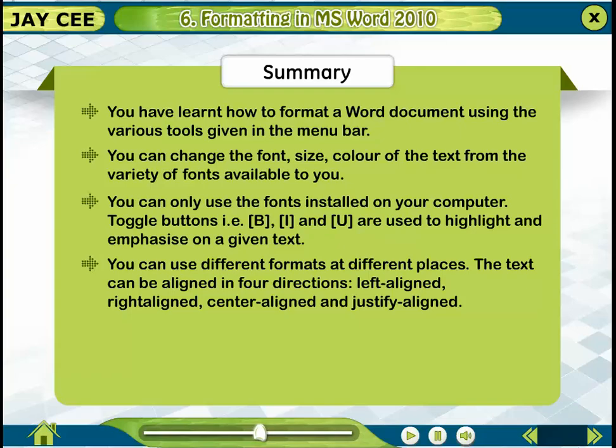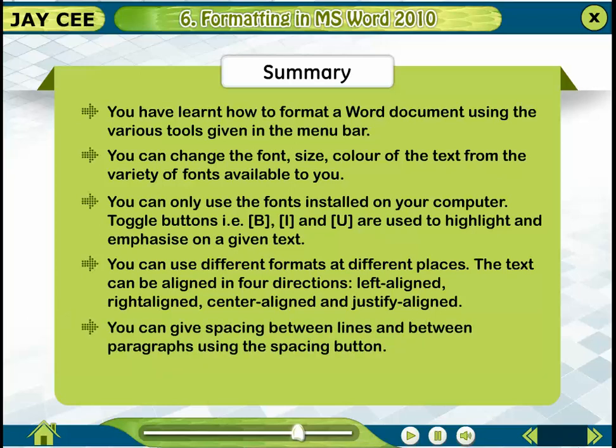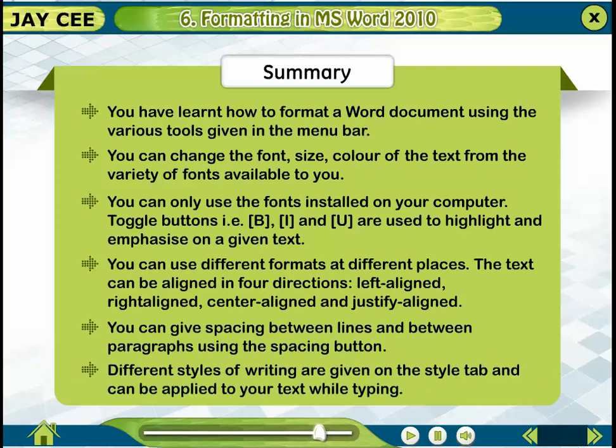The text can be aligned in 4 directions: left aligned, right aligned, center aligned, and justify aligned. You can give spacing between lines and between paragraphs using the spacing button. Different styles of writing are given on the Style tab and can be applied to your text while typing.